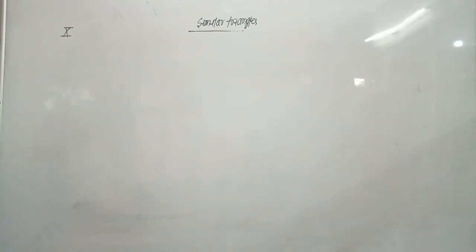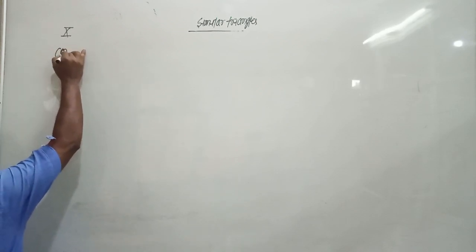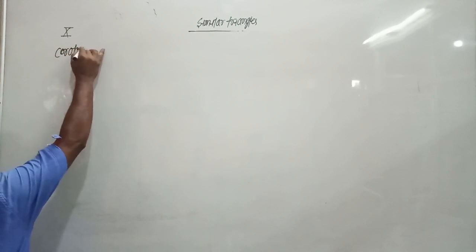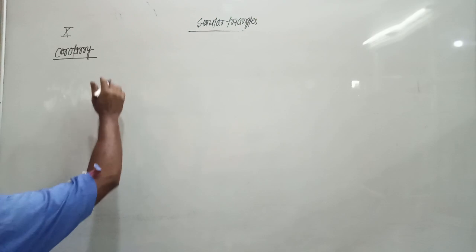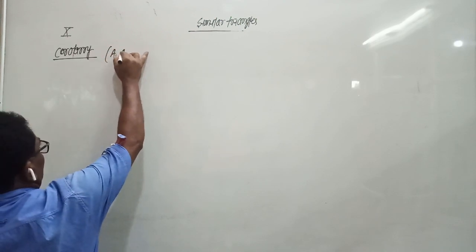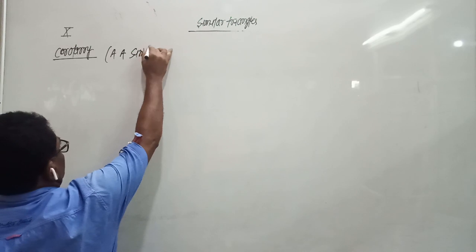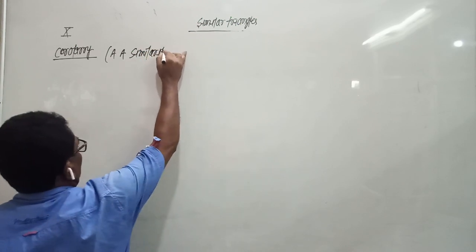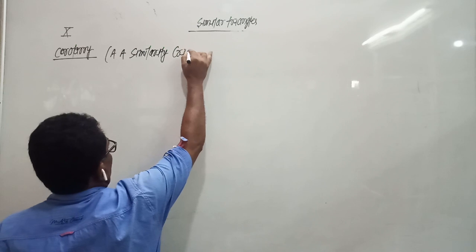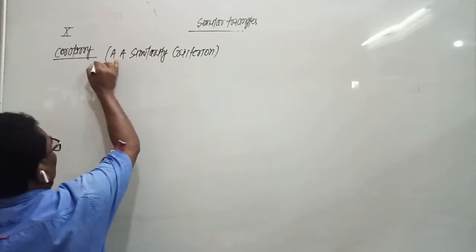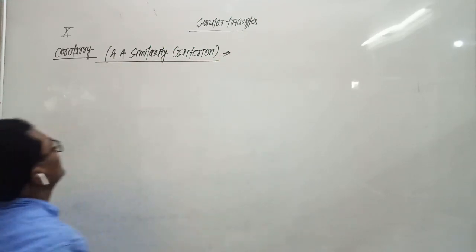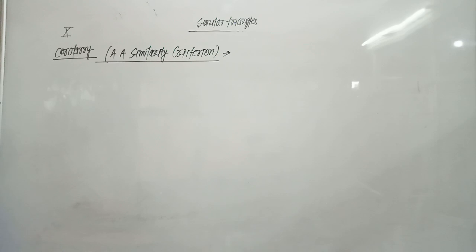Now next we discuss the corollary. This is the AA similarity criterion. This is the corollary of AAA.